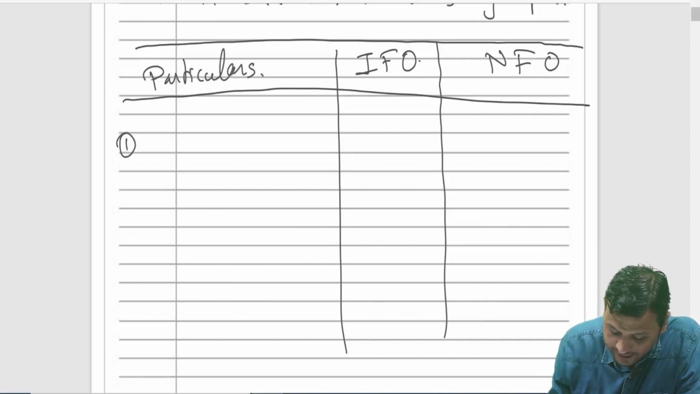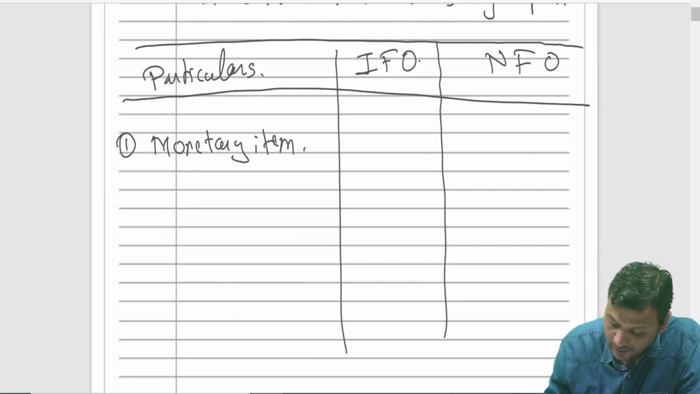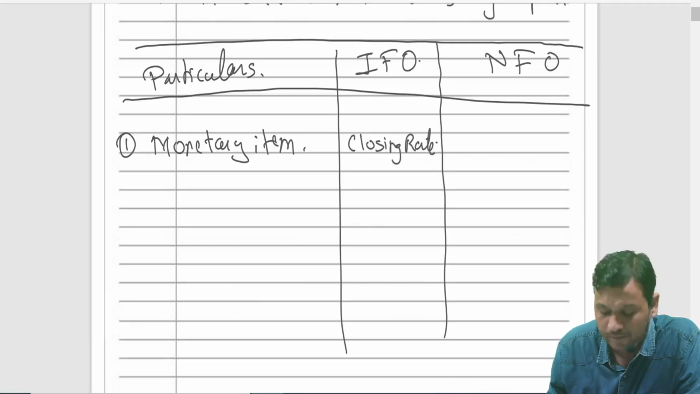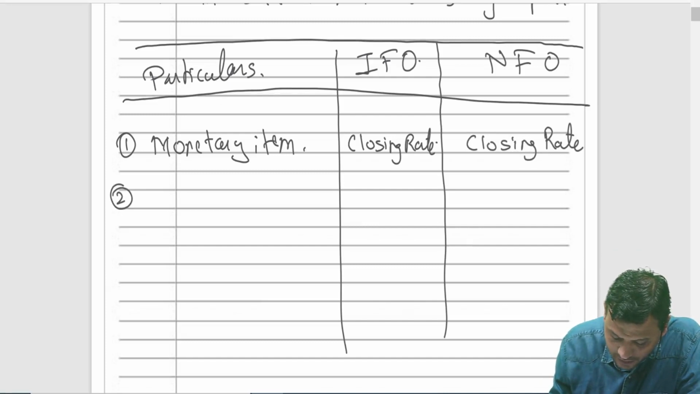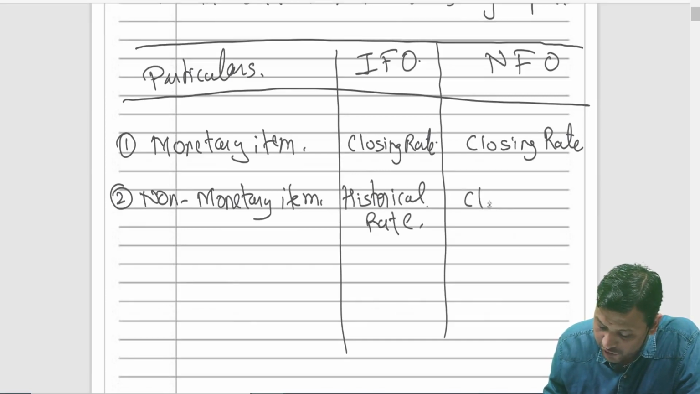and it lists out the criteria. Whatever is the monetary item in the foreign operation, it may be a debtor, creditor, loans and all this. These things are monetary items. They have to be translated at closing rate, means you will multiply it at closing rate and find out the rupee equivalent. Same way for NFO also, closing rate. If it is a non-monetary item, for IFO it is historical rate, but for NFO it is closing rate.